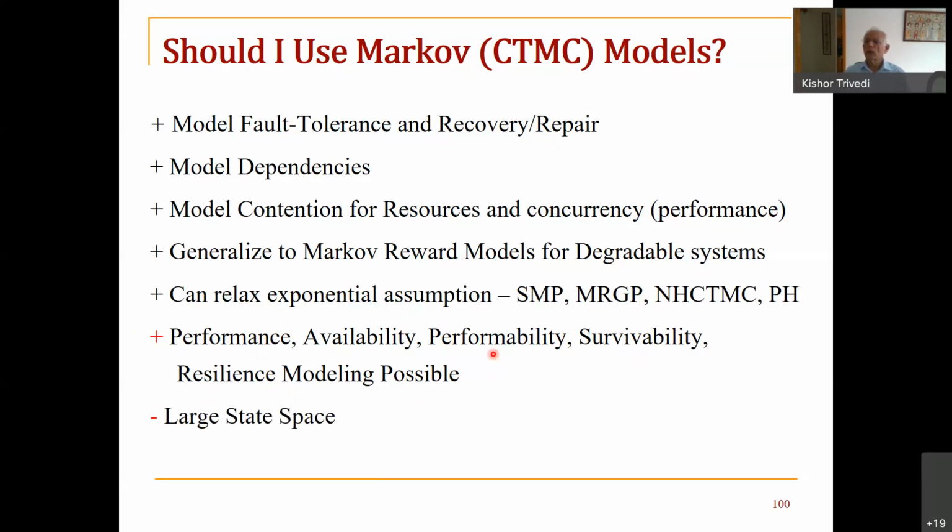Only problem, and the key problem, is that the number of states that you will need to capture any real life scenario will be so large as to be impossible to handle. So the rest of the discussion is on how to deal with large state space, whether it is for reliability and availability, or for performability, or survivability, or performance, or resilience. Or security, dealing with large state space is the key problem of any such models.